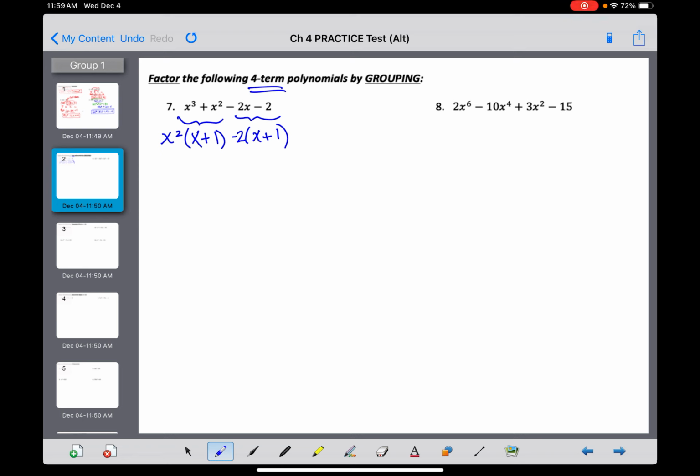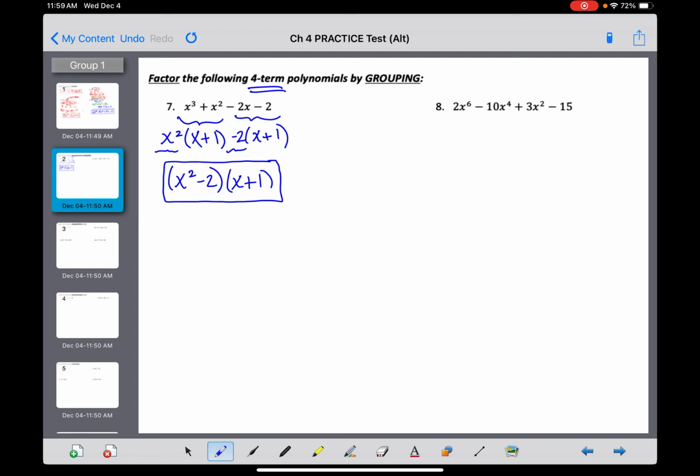So now to finish off the factoring by grouping, remember we take our two GCFs and those become the first binomial, x squared minus 2. The second binomial is the x plus 1. And remember that you can always check your answer by FOIL. If you FOIL this, you should get back to the 4 terms that we started with.